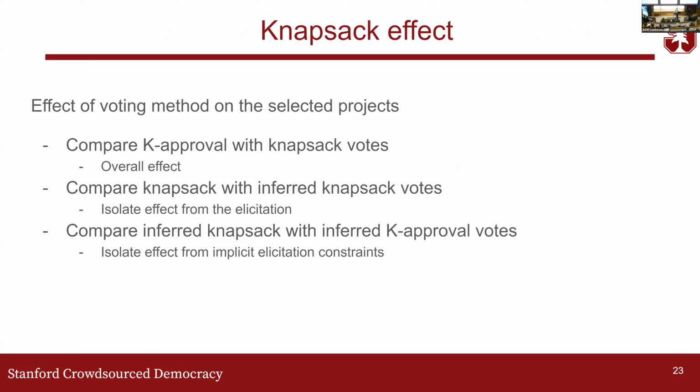Secondly, we looked at this knapsack effect. This was the claim that if you ask people to select projects with the knapsack voting method, where you explicitly give them all the budget values for the cost of every project, and you give them a budget to work with, they select cheaper projects than if you ask them to just select their 5 favorite projects.